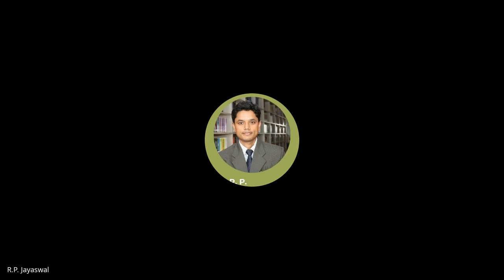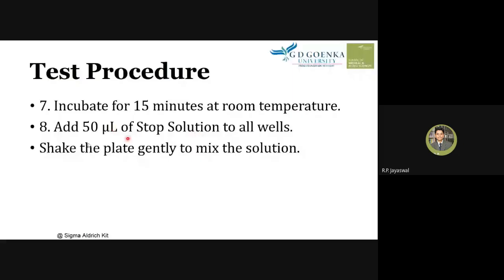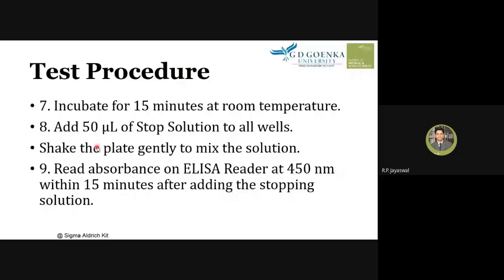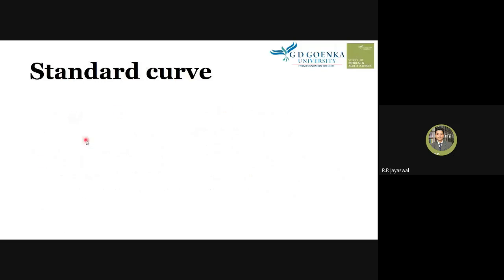After adding 50 microliter of stop solution, shake the plate gently to mix the solution, and read at 450 nanometer within 15 minutes after adding the stop solution. This is advised, so that there is proper mixing, and then after that we can take the OD at 450 nanometer in the ELISA reader. Okay, we can prepare the standard curve also.